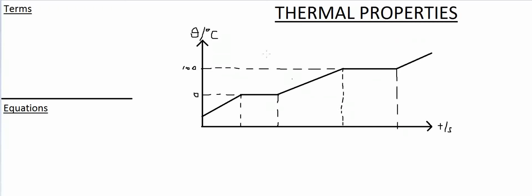Okay, so this is region A. This is region B, C, D, and E. Okay, so let's examine the 5 regions individually.